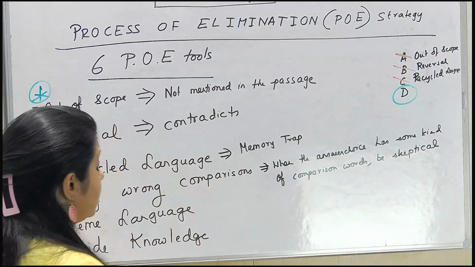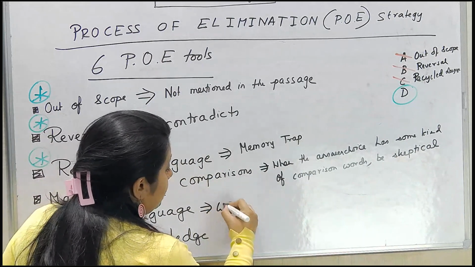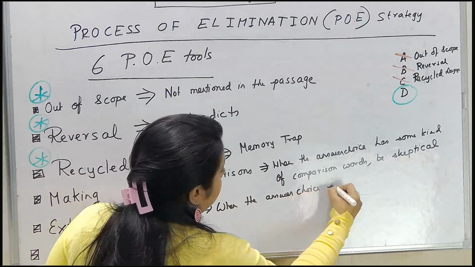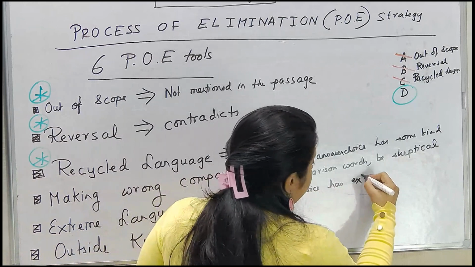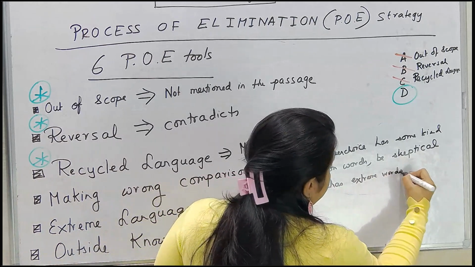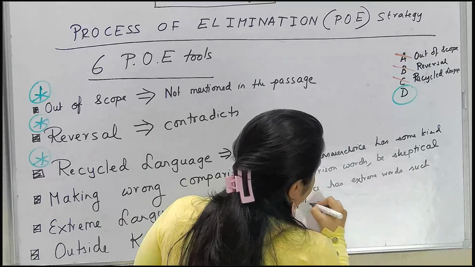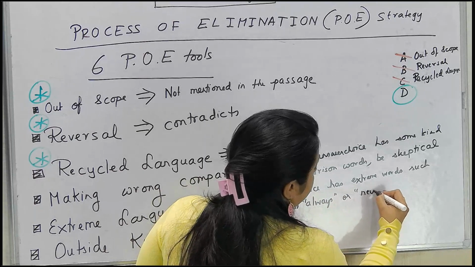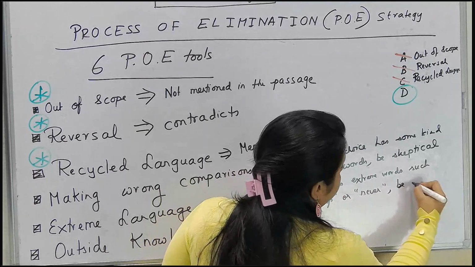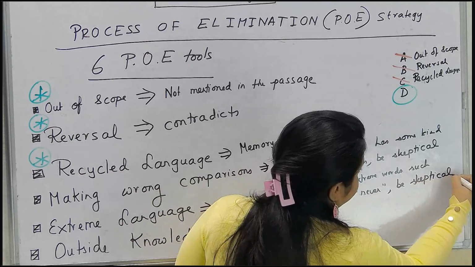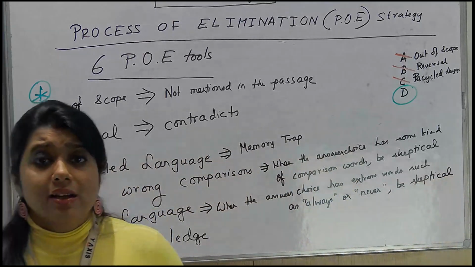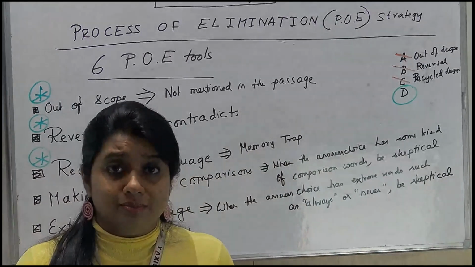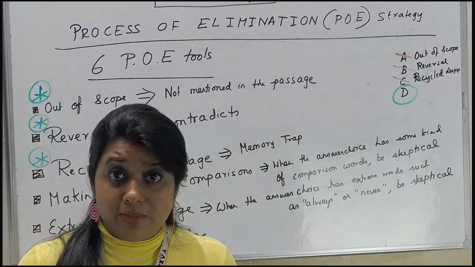So when the answer choice has extreme words such as always or never, and there can be more, again, be skeptical. What you have to understand is that this answer choice is saying something which is just blowing things out of proportion. So you have to eliminate it because it is extreme language.